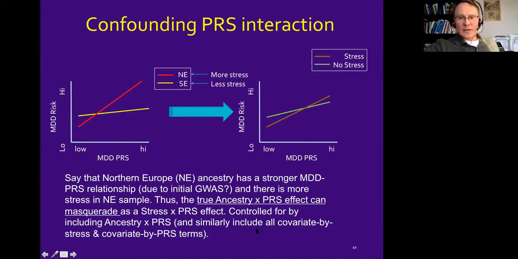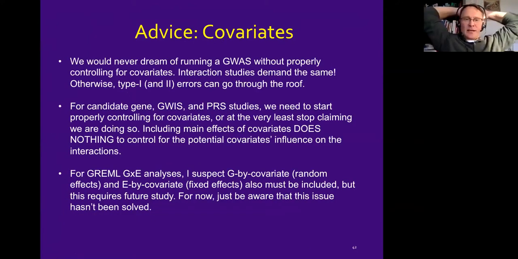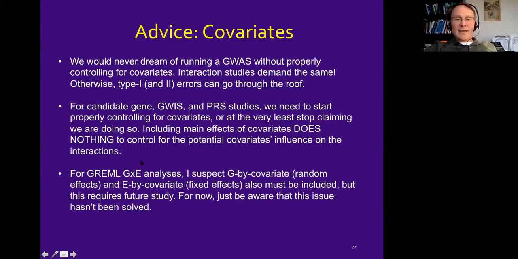So that's kind of what I say here. Advice with respect to covariates: we wouldn't dream of running a GWAS without properly controlling for covariates, and I think interaction studies demand the same level of rigor. Otherwise, your type 1 and potentially type 2 errors can go through the roof. For candidate gene, GWIS, and PRS studies, we really need to start properly controlling for covariates, or at the very least stop claiming that we've done so. Including main effects of covariates does nothing to control for the potential covariate influence on interactions. And this last thing is about, well, what about GREML and G by E analysis?